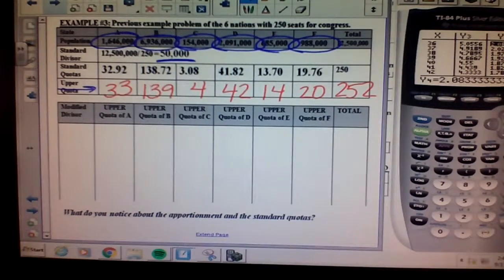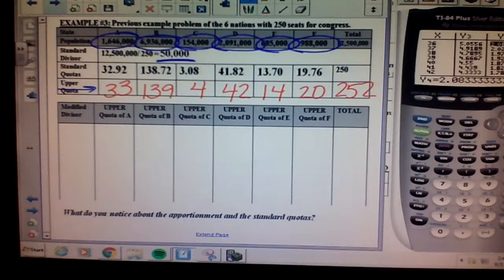138. Hold on. In the calculator, would you take it up one? You take it up one in the calculator, right? So the only number that changed was this one. It went down to 138. So now we're at 251. So that needs to go up some.